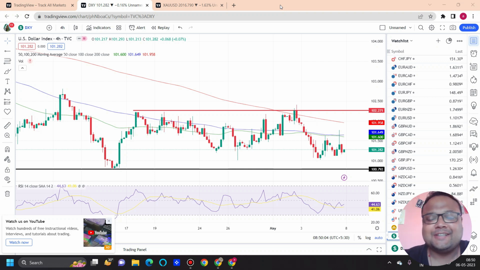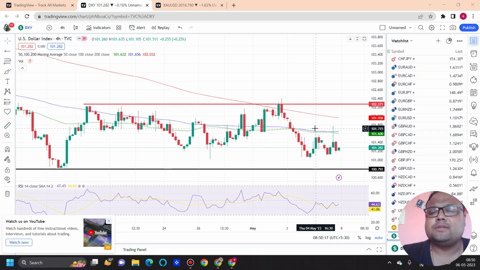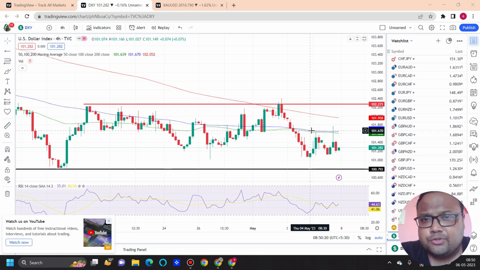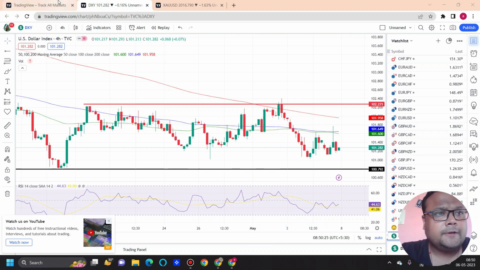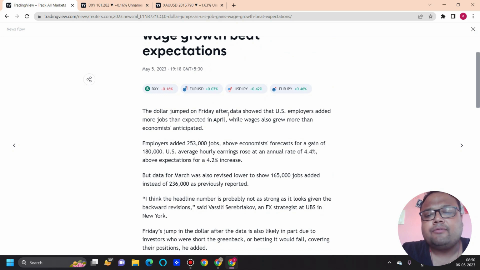So let's get started. My dear friends, after NFP yesterday, we got to see a good recovery on the chart of DXY. The NFP was good, DXY showed good recovery, but after some time we saw strong price rejection from above and DXY came down to the level from where it started. You can see here, dollar jumps as US job gains and wage growth beat expectations. Dollar jumped on Friday after data showed that US employers added more jobs than expected in April, while wages also grew more than economists anticipated.